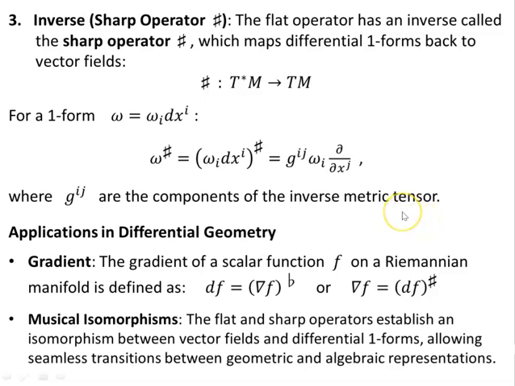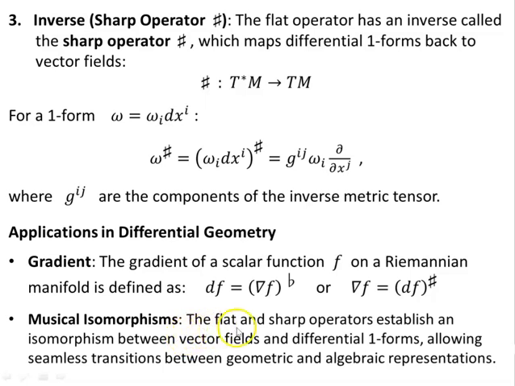Now, given the previous, you've seen the Schwarzschild metric, well, the inverse of that is just the reciprocal of each of the diagonal elements. Okay, so application of differential geometry, so gradient. The gradient of a scalar function f on a Riemannian manifold is defined as df is the flat of del or nabla f. Or another way of putting it, because flat and sharp are inverse to each other, nabla or del f is the sharp of df.